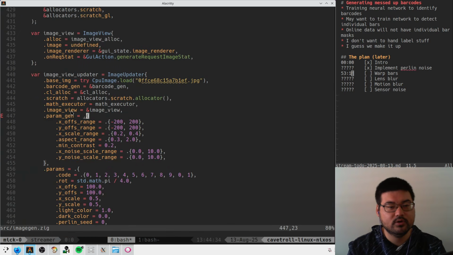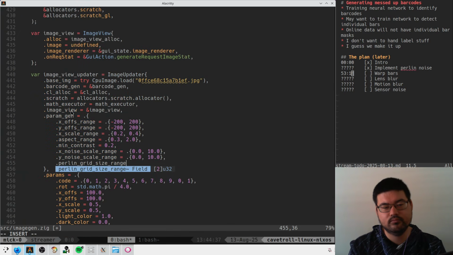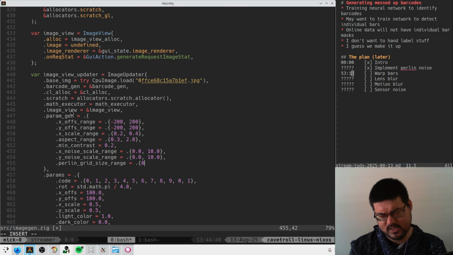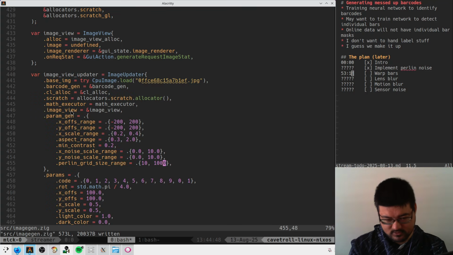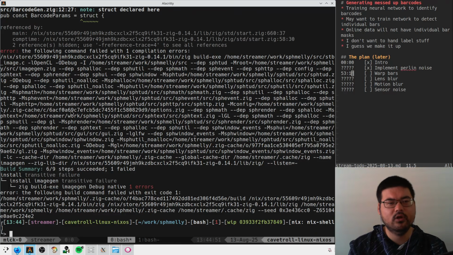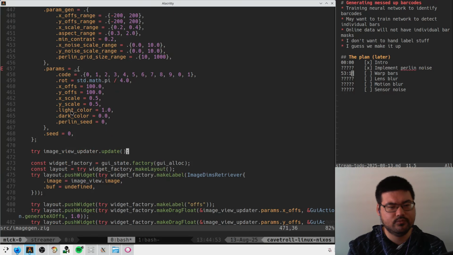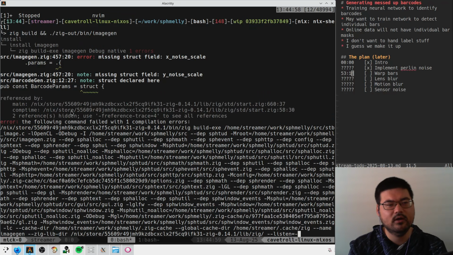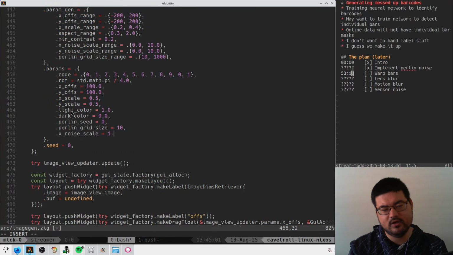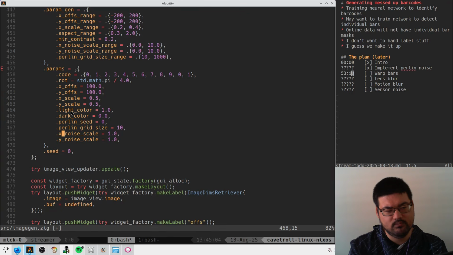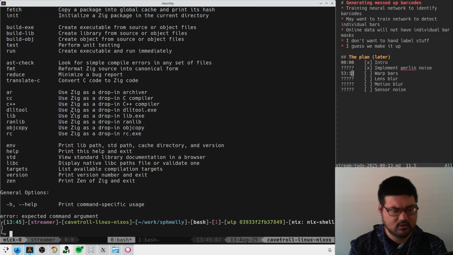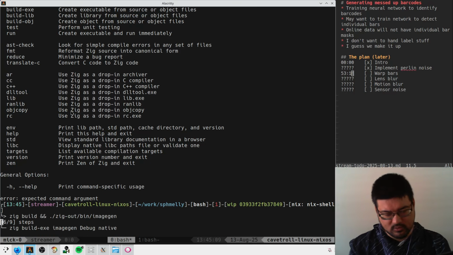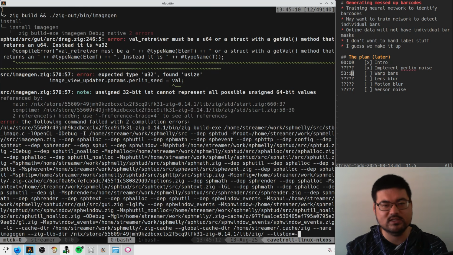All right. So this thing we will have, you know, maybe like 10 to 100, or even 1,000, maybe. Okay, Perlin grid size is 10 or something. I don't know, man. X noise scale, maybe 5 by default. And then we should get the scale argument into the GUI as well. But let's do that in a second.